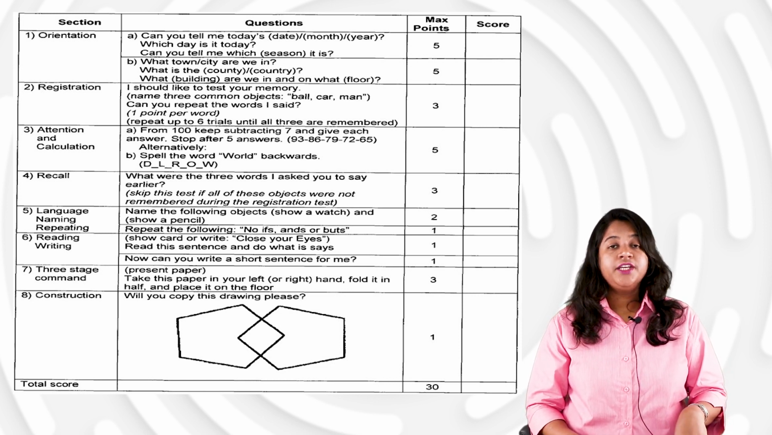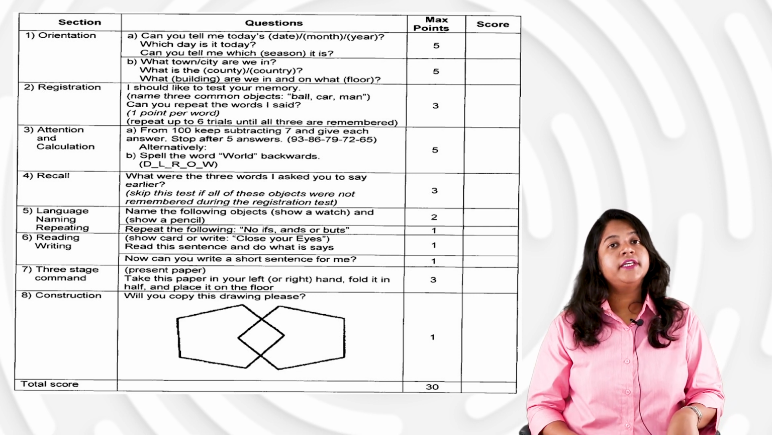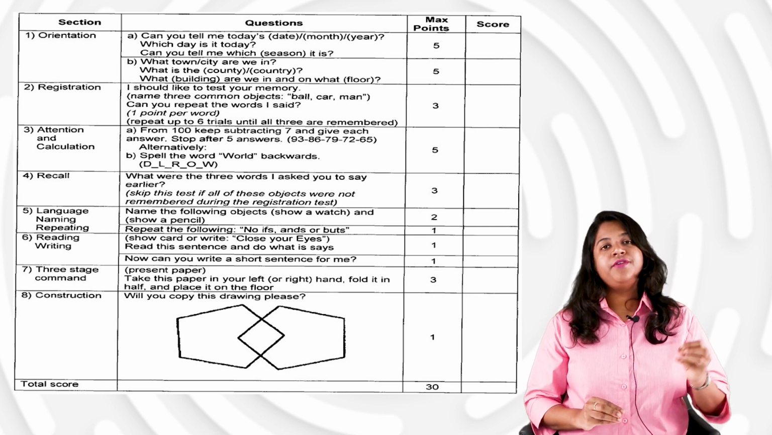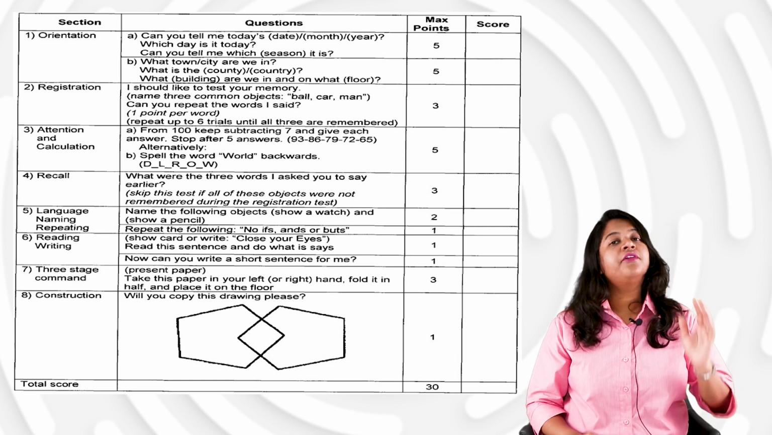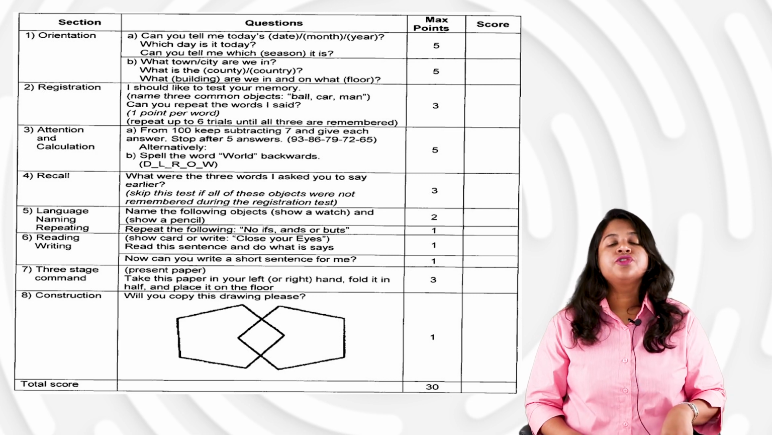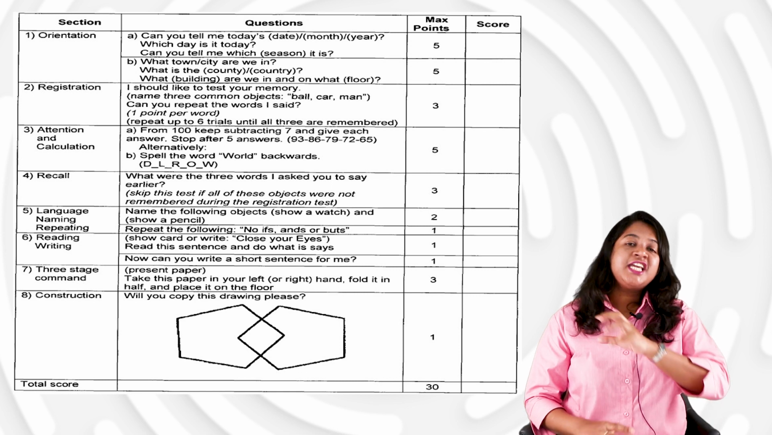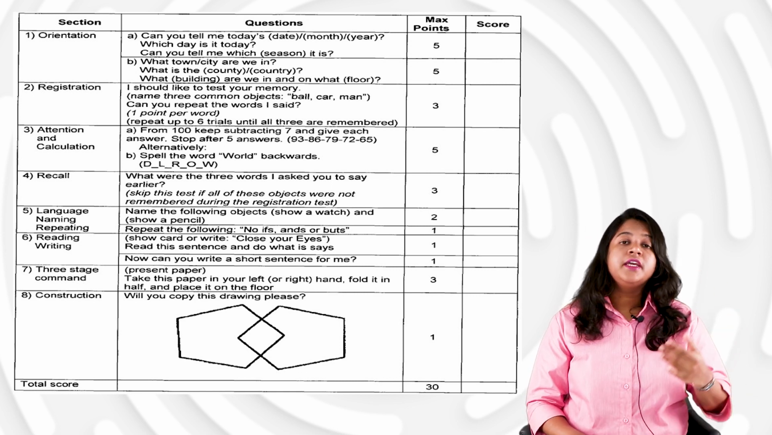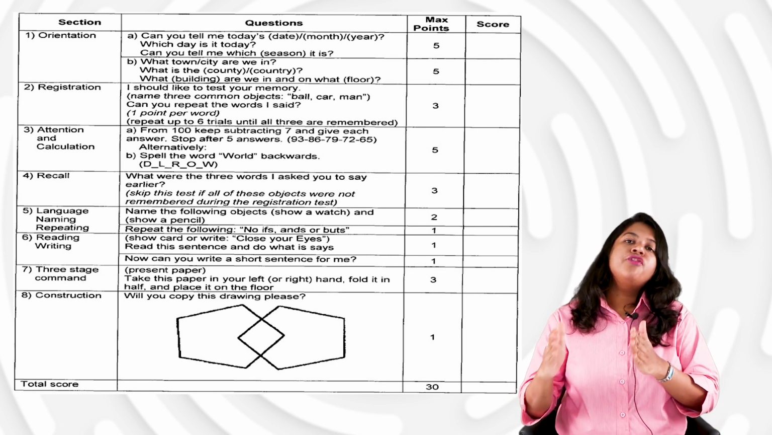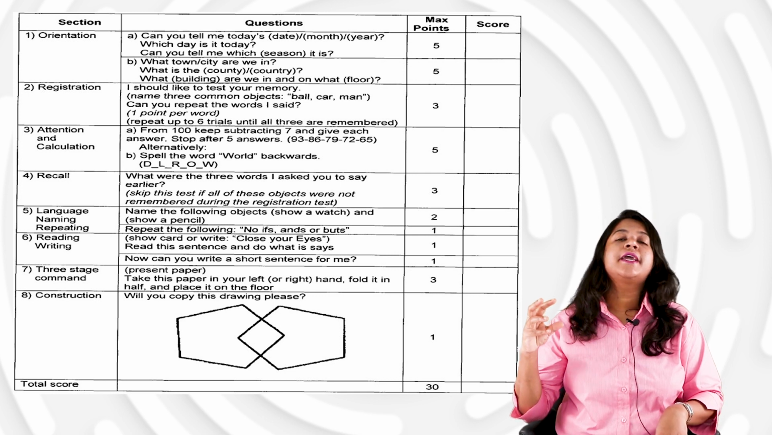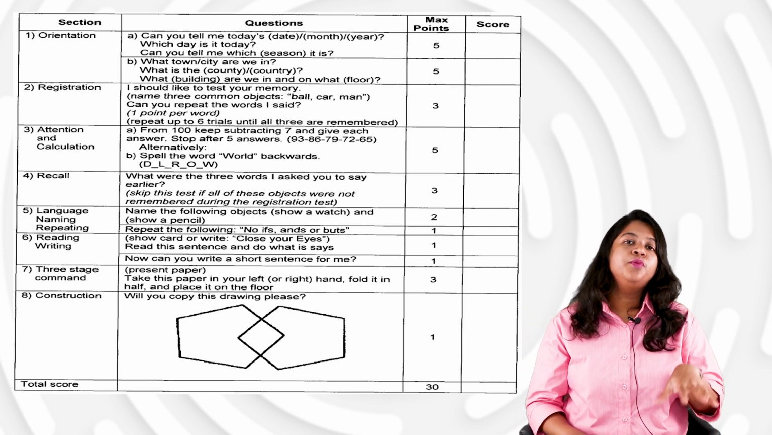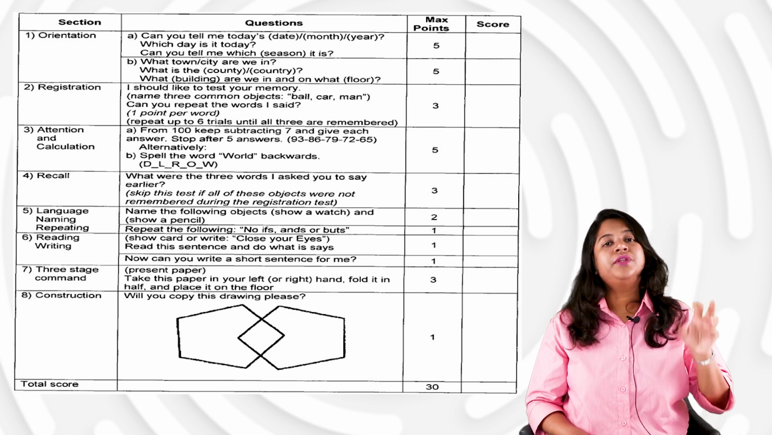The next component is attention and calculation. The score for this component is 5 points. Here you give a calculation for which he has to pay attention. For example, ask him to subtract 100 minus 3, so you get 97. Again 97 minus 3 gives 94. Likewise, you can give a series of 5 subtractions. Or you can give 100 minus 7, which is 93, again 93 minus 7, which is 86. If the patient is able to concentrate and give the right answer, you give a score of 1 for each right answer. So a total of 5 points for attention and calculation.